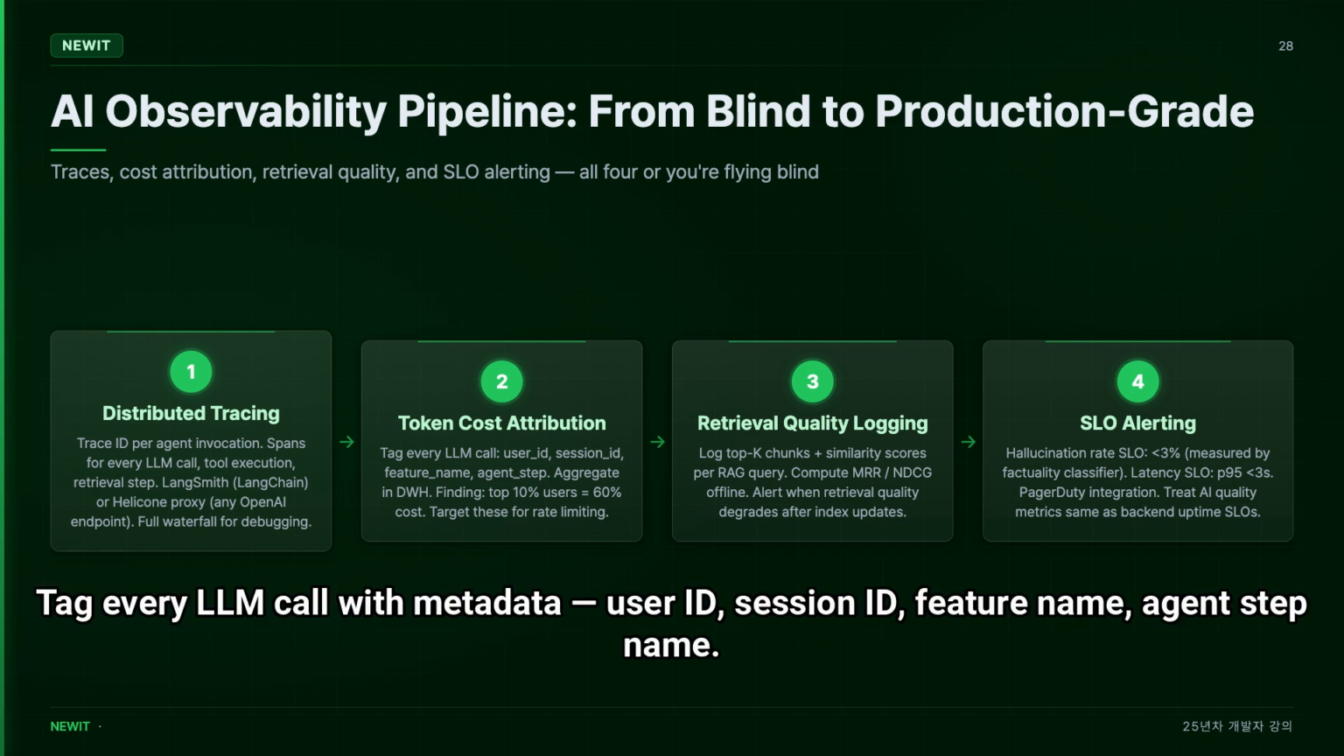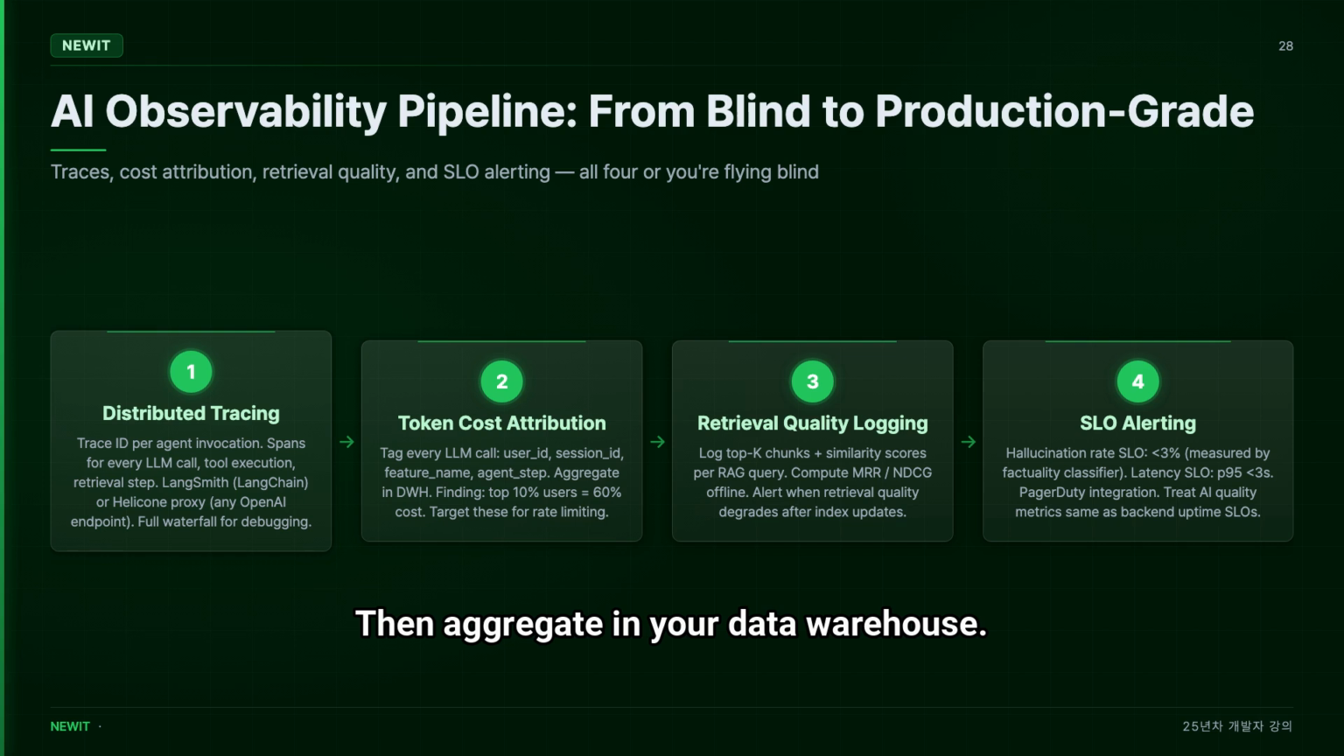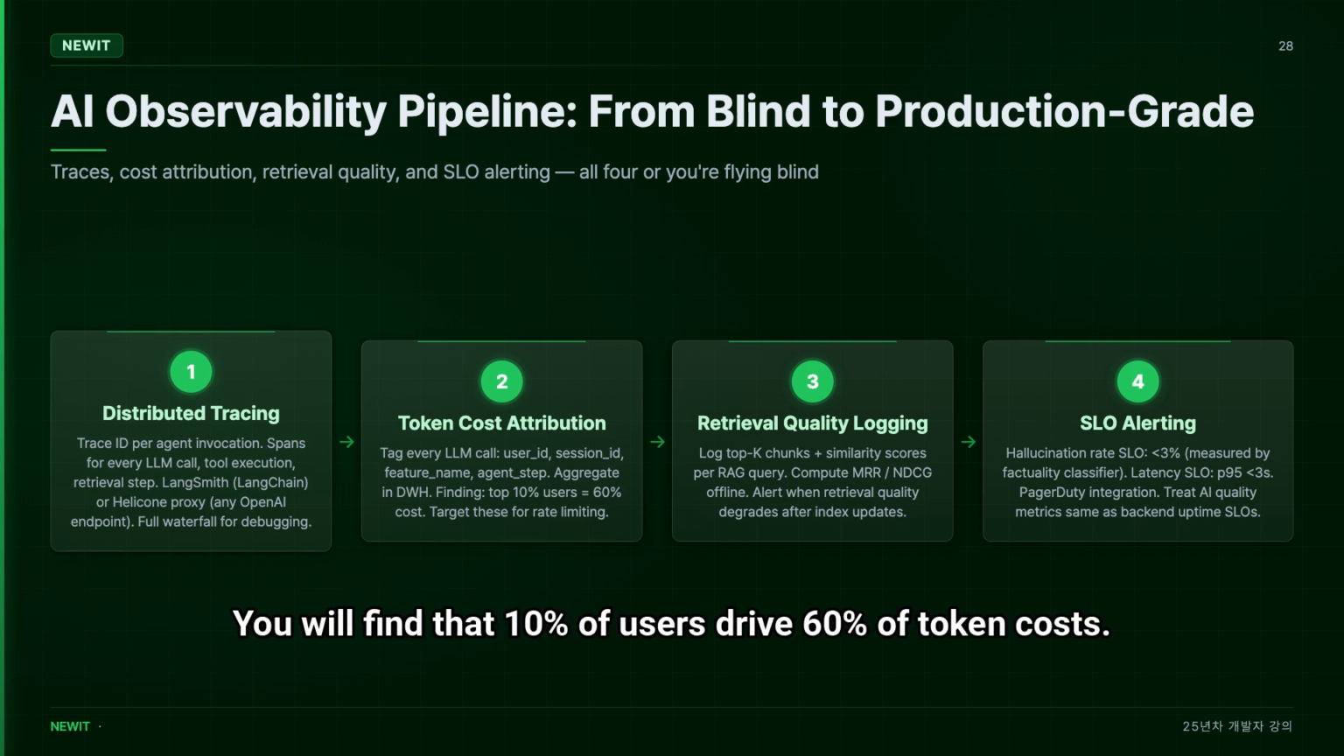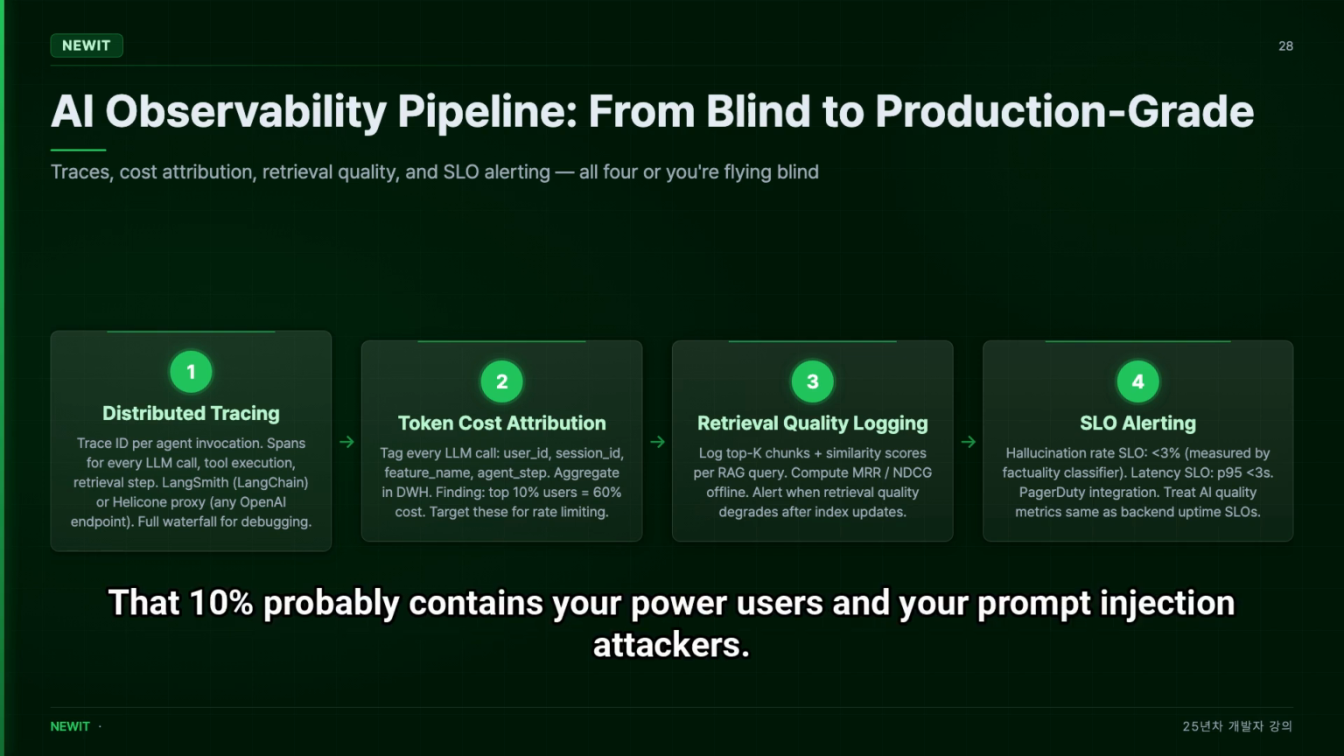Tag every LLM call with metadata: user ID, session ID, feature name, agent step name. Then aggregate in your data warehouse. You will find that 10% of users drive 60% of token costs. That 10% probably contains your power users and your prompt injection attackers.